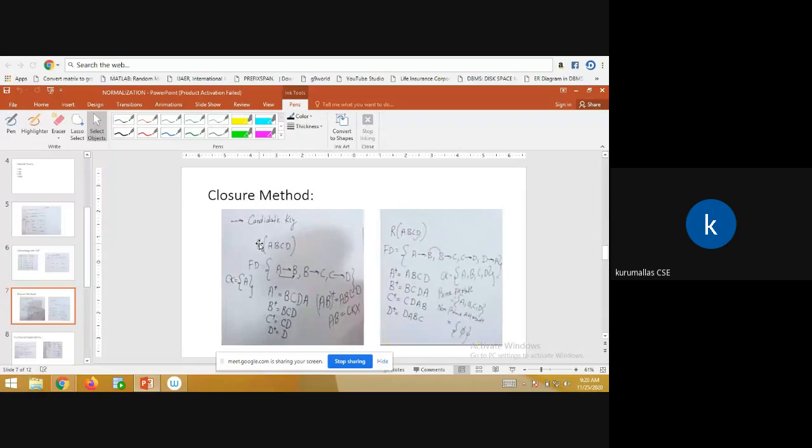Next, closure properties, and how to find the candidate key using a given relation. We have prime attributes and non-prime attributes. Those attributes which are having key values are prime attributes, and those attributes which are not part of any key are called non-prime attributes. Remember, this is very, very important.